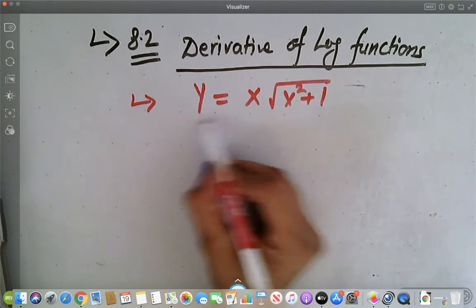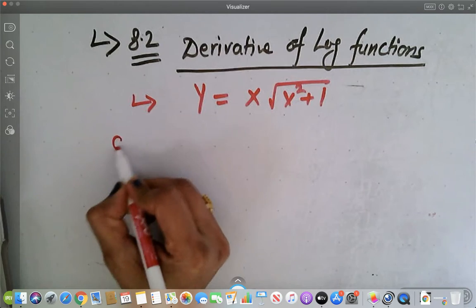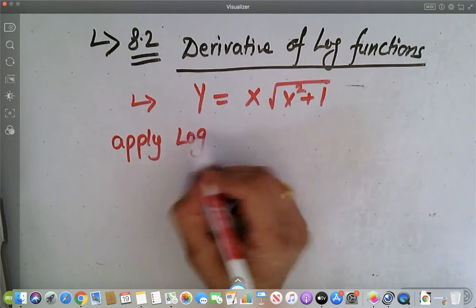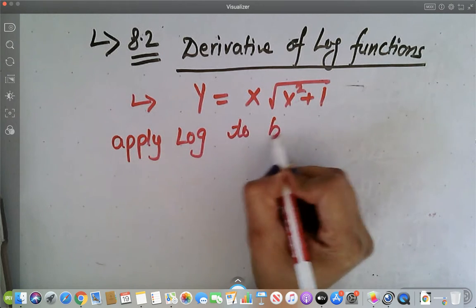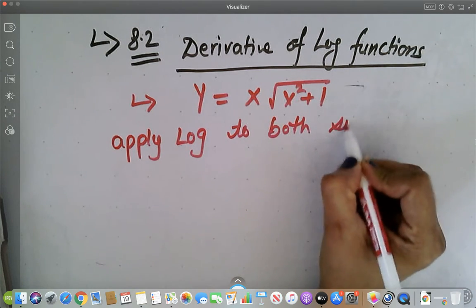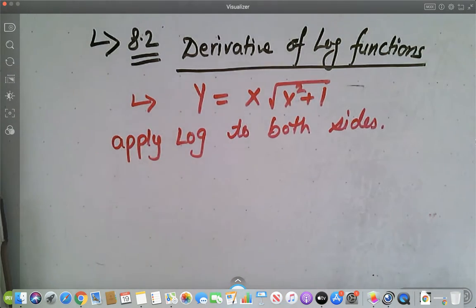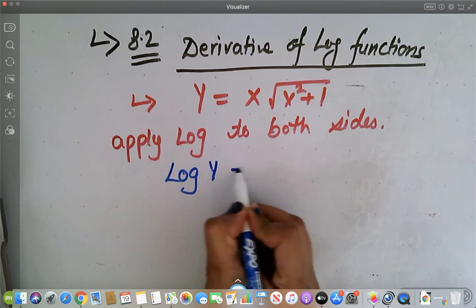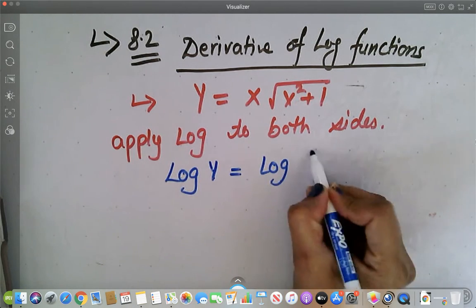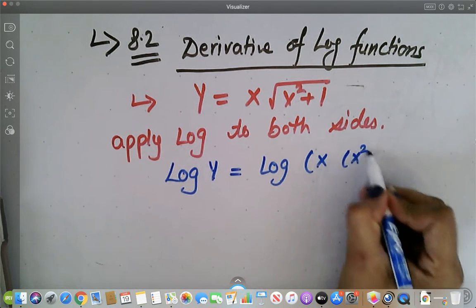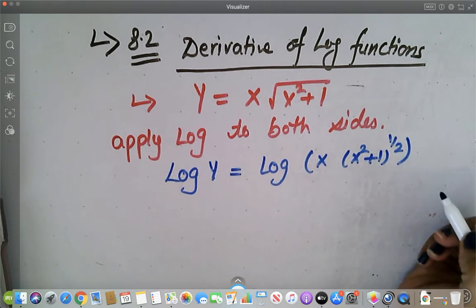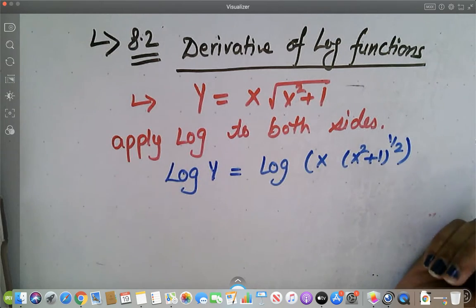So in order to make this function into a log function, let's apply log to both sides of this equation. So if I apply log to both sides, my new equation after applying log would look something like this. Now the reason I did this is because once I apply log, then I can just condense the function and I can just take the derivative like a normal log function.